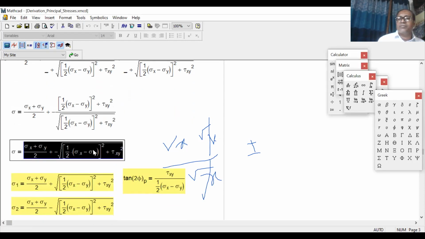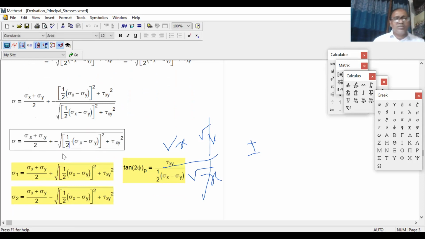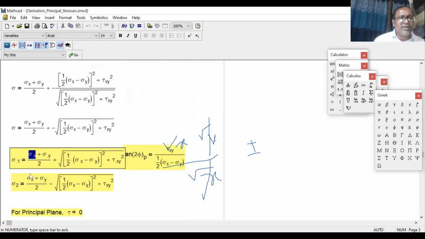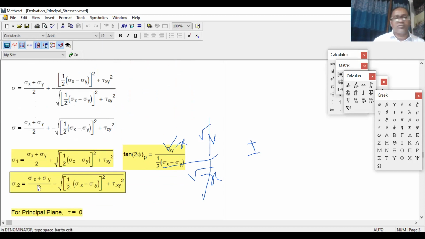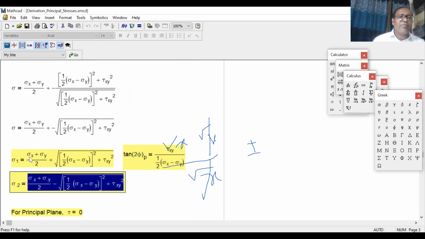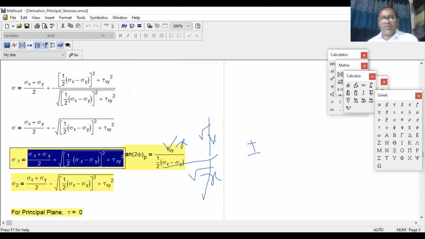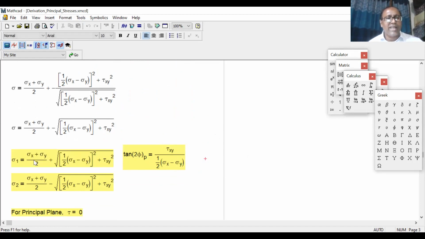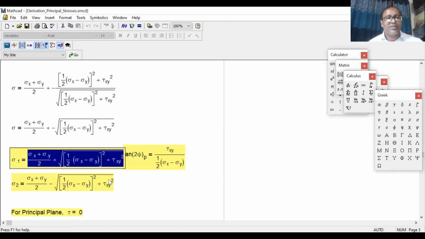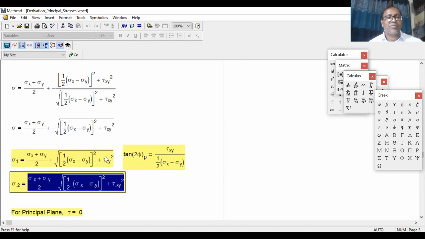This is the sigma maximum. With the plus sign, you get one value. With the minus, you get one value. So what do you see from here? This is my sigma 1, this is my sigma 2. So what is the benefit of this equation? You see, with this equation, without looking at the angle, you can directly figure out this value, right?